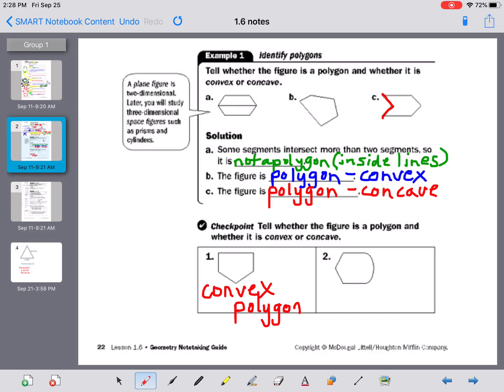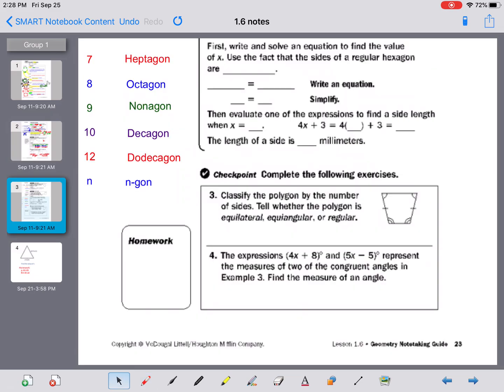All right, on number 2, is that a polygon? I agree with you, not a polygon. And why isn't it a polygon? I would say because it has curves, right? As soon as I see that edge that curves, I have to say no, not a polygon. All right, on to page 3.